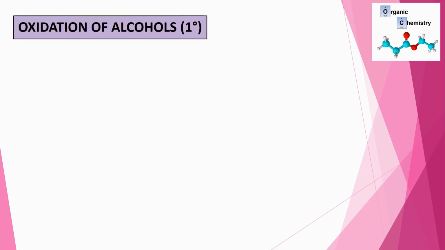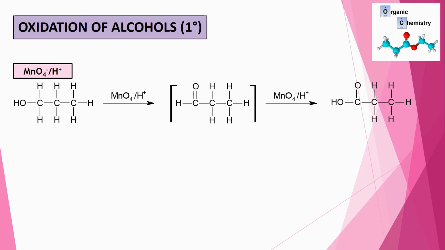Okay, oxidation of primary alcohols. The first reagent we might use to oxidize a primary alcohol is permanganate. Permanganate is a purple color when it's dissolved in solution. Often it comes in the form of potassium permanganate, KMnO4. To make it a useful oxidant for this type of reaction, we acidify it by adding an acid to it, and we add it to a primary alcohol.